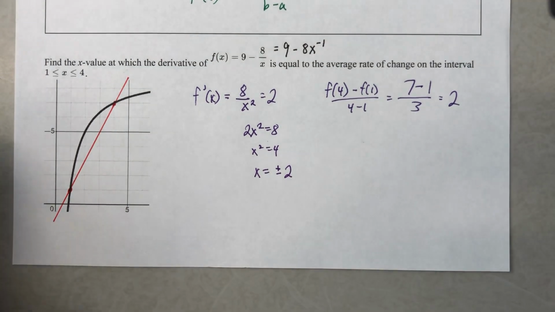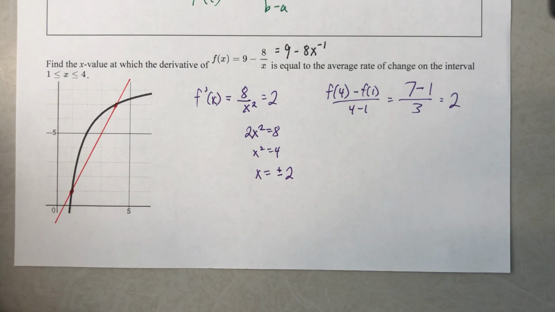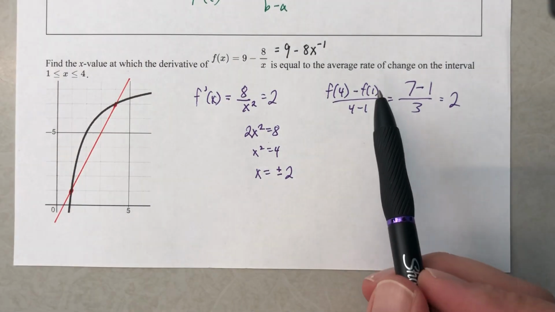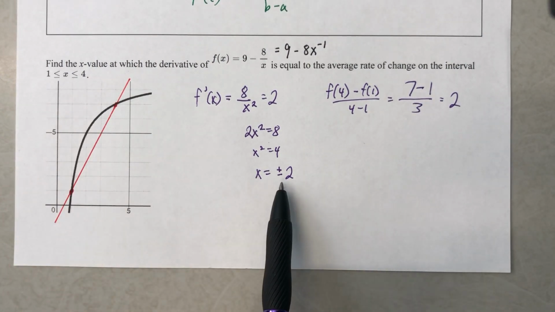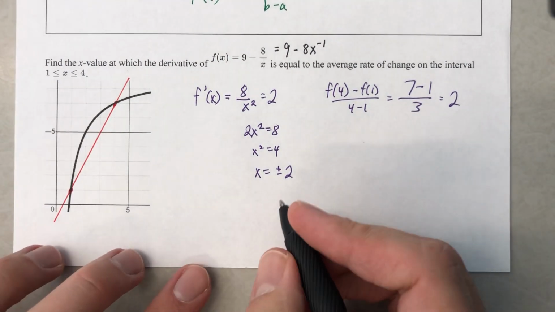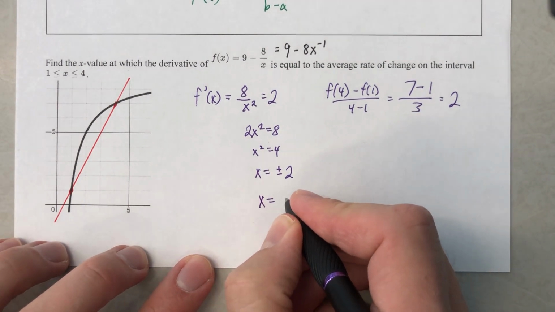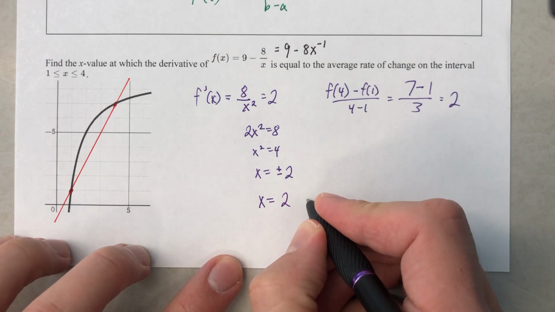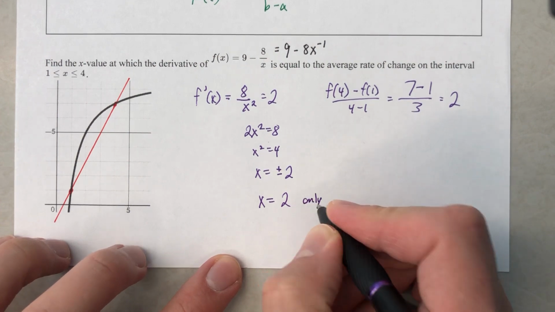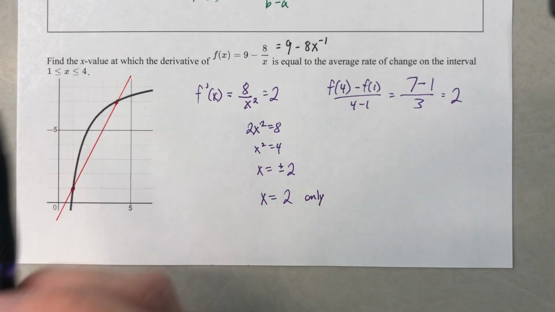Okay, well that is fantastic, but that's not going to work, okay? And here's why not. We want the average rate of change on the interval 1 to 4. Throw out the negative 2. So final answer, x equals positive 2. Yeah, throw out the negative 2, keep the positive 2. So positive 2 only, and we have to keep in mind that that's the interval that we're dealing with.